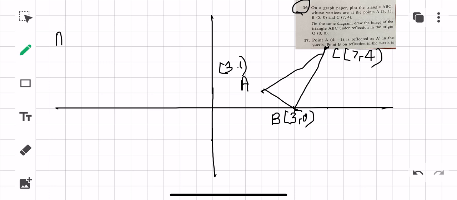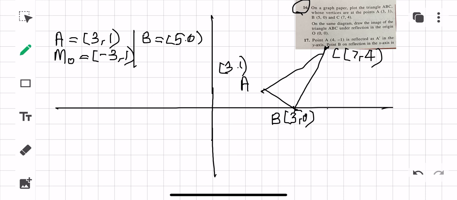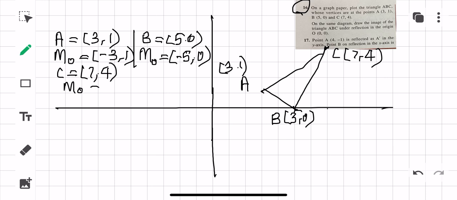So for A, the coordinates have been given as 3, 1. If it is getting reflected along the origin, what will you be writing? The coordinates will be -3, -1. Similarly for B, the coordinates have been given as 5, 0. So for B, reflection along origin will be -5 and then it has to be 0 only, because -0 is not valid. And similarly for C, if the coordinates have been given as 7, 4, then the coordinates will be -7, -4, and then you will be plotting this.